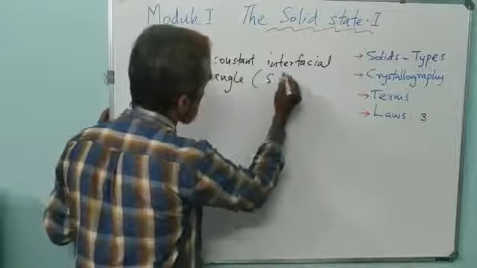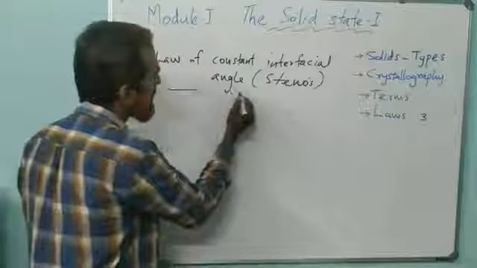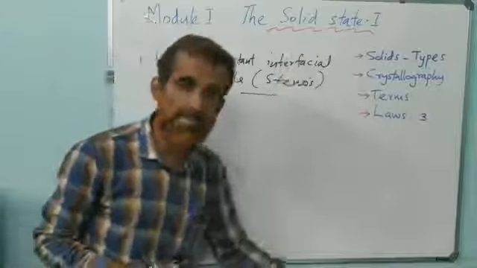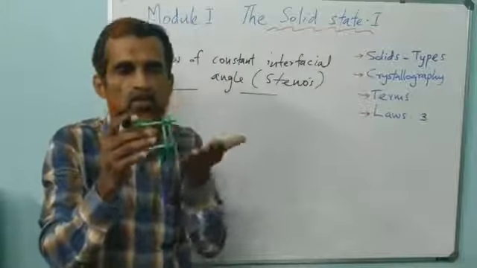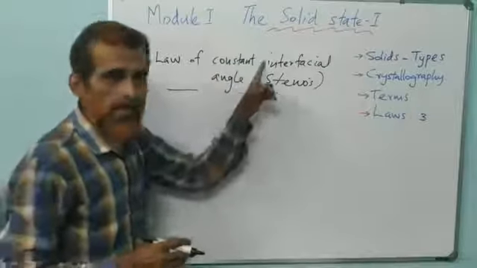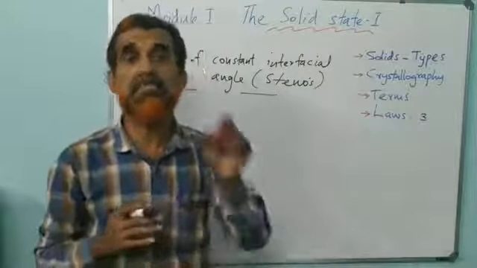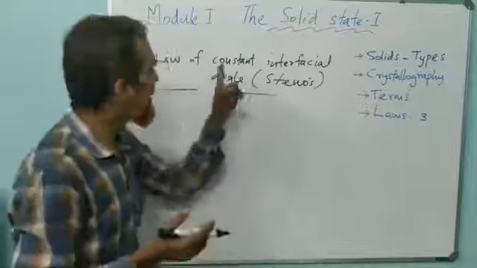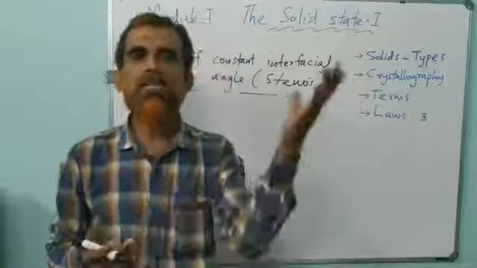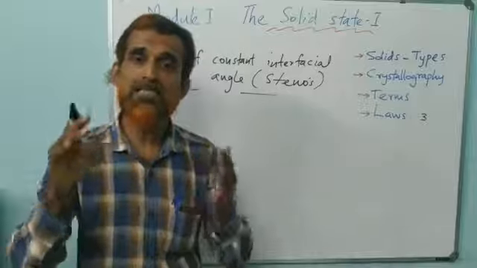This was put forward by Steno, so it's also called Steno's law. This is talking about interfacial angle. What is interfacial angle? The angle between adjacent faces of a crystal. The law says that the interfacial angle of any crystals of the same substance will be a constant. That means the same substance you can grow as crystals in different size and shape.